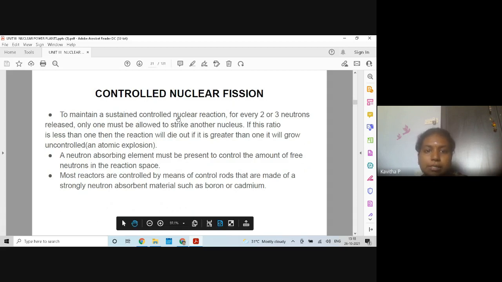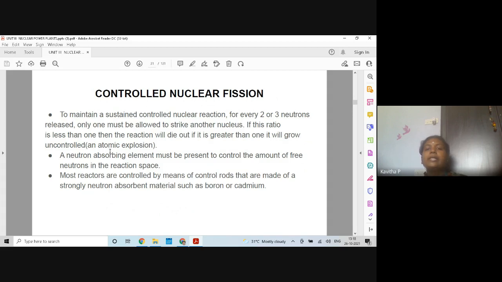To maintain a sustained controlled fission process, for every 2 or 3 neutrons released, one must be allowed to strike the nucleus. If the ratio is less, the reaction will die out, and if it is greater, it will grow uncontrollably. So what it means is, in the chain reaction, as we know, 3 neutrons are generated. At least a minimum of 1 neutron should be allowed to further carry forward the chain reaction with another heavy nucleus, and the 2 extra neutrons, in case of excess availability, we can absorb using control rods.